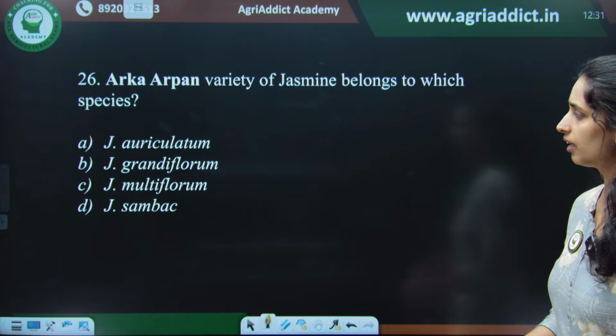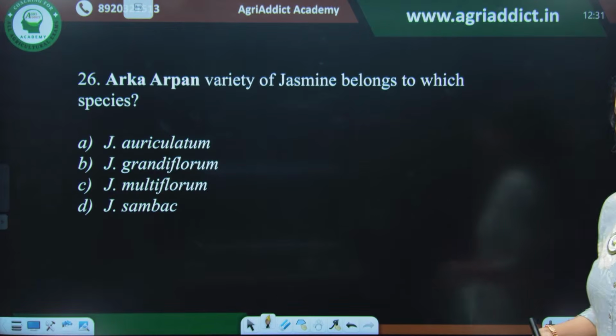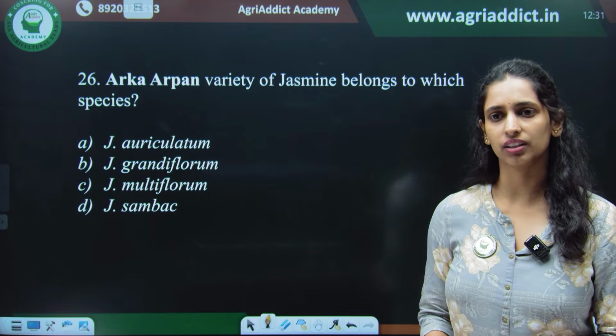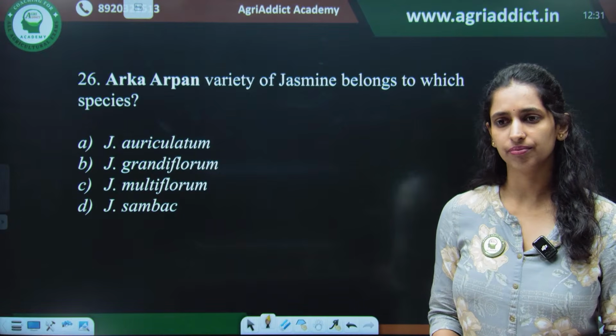And next question: Arka Arpan variety of jasmine belongs to which species? ये थोड़ा मुश्किल हो सकता है आपके लिए ना, कुछ कंफ्यूजिंग है.